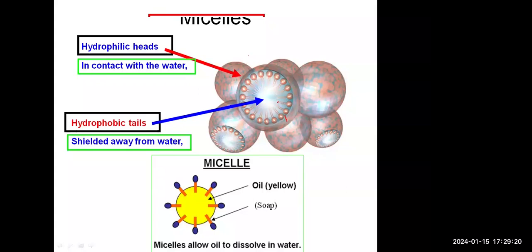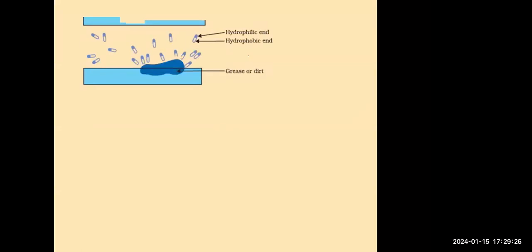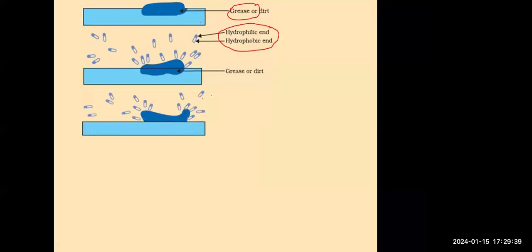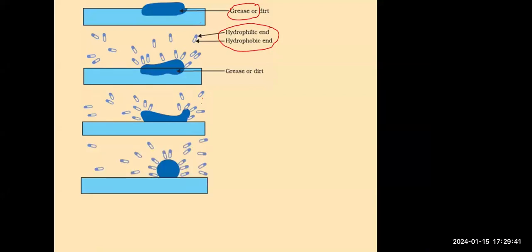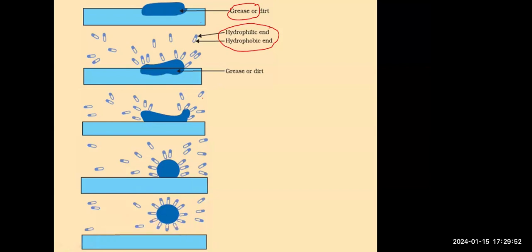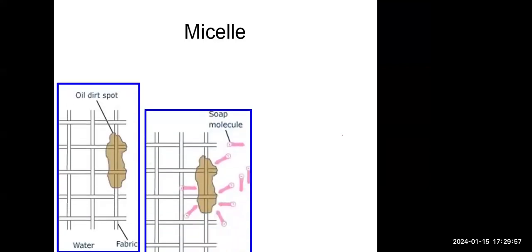Such a structure is called micelle. Micelle is the three-dimensional spherical structure. You can see this is a cloth having some stain on it. This is the grease or the dirt on it. These are all the soap molecules. They are coming towards the grease and trying to pull the stain away from the cloth. This is how the stain gets pulled away. So micelle formation takes place so that the cloth can be cleaned nicely.